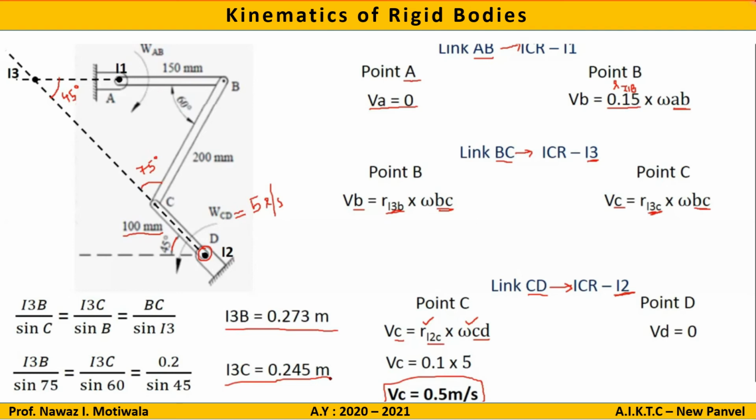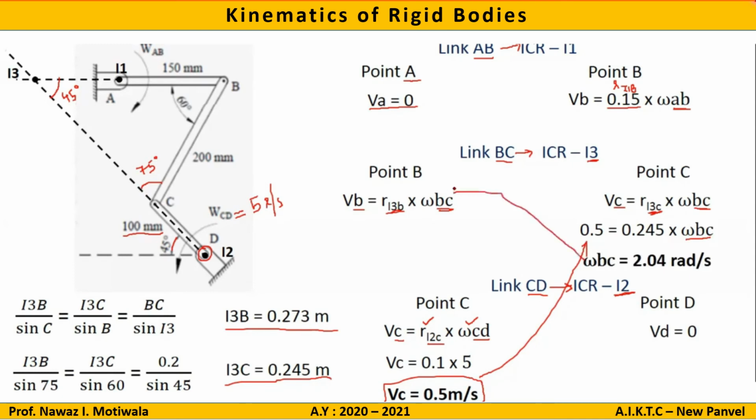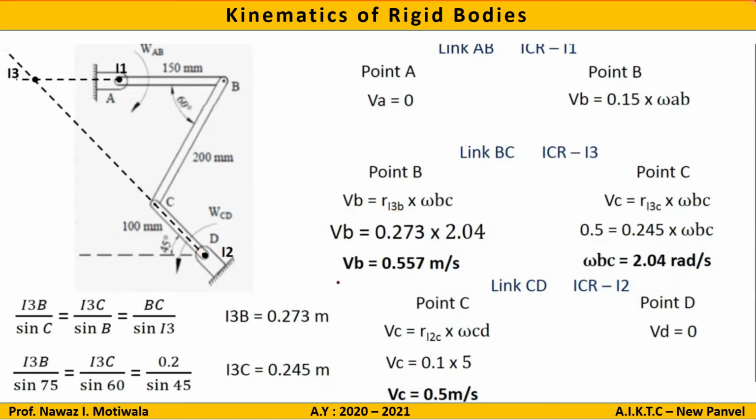Now what I will do, I will substitute these values at the respective places. So VC we have already found from here. VC is equal to 0.5. So I have substituted it here. 0.245 we got from here, and this will be omega BC. So I will get omega BC as 2.04 radian per second. Now this omega BC, I will substitute it here. Also we know the value of our I3B. So substituting both the values, I will get the answer for VB as 0.557 meter per second.